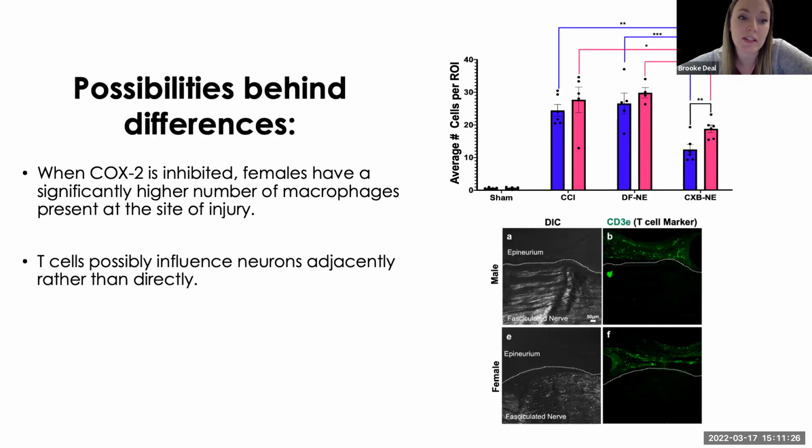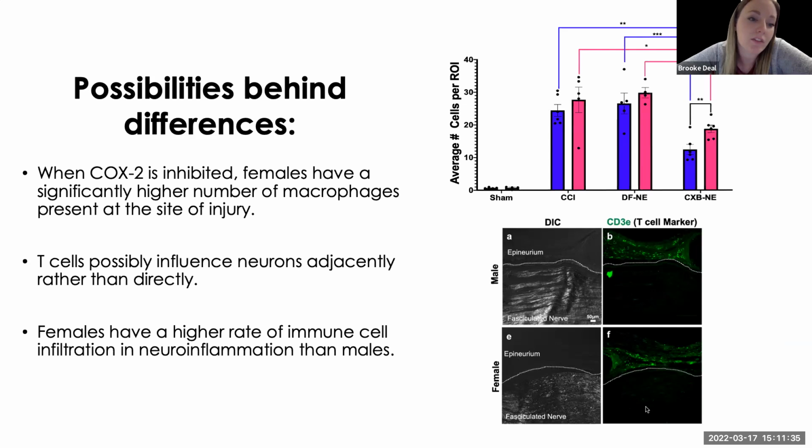It could be that these T cells are influencing the neurons adjacently rather than directly within the nerve. And one of the pieces of data that I haven't shown today is that overall, females seem to have a higher rate of immune cell infiltration than the males. So we're still investigating this.